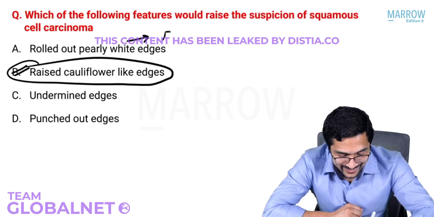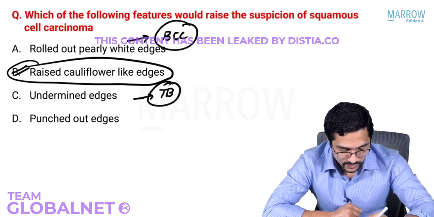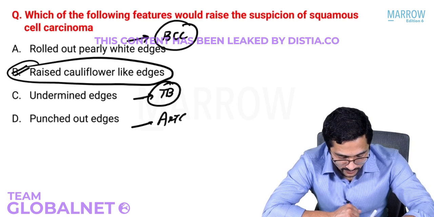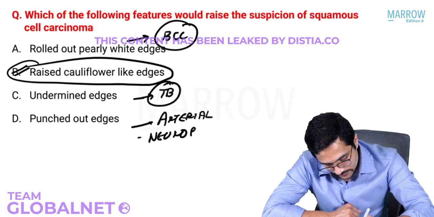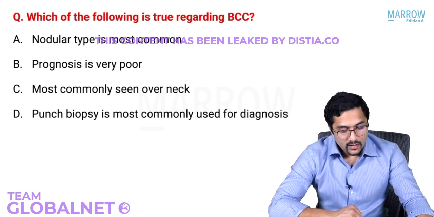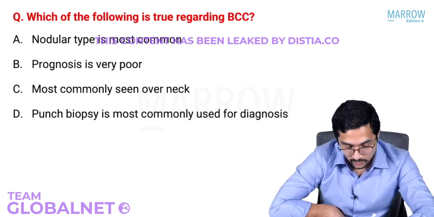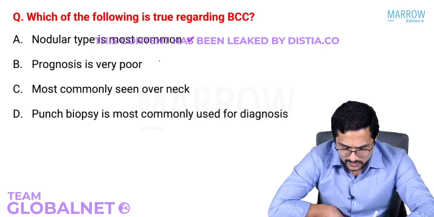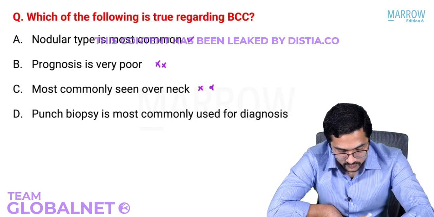Rolled out pearly white edges are seen in basal cell cancer. Undermined edges are seen in TB. Punched out edges are seen in arterial or neuropathic ulcer. Which of the following is true regarding basal cell cancer? Nodular type is the most common. This is true. Prognosis is very poor. No. Mostly seen over neck. This is also not true.